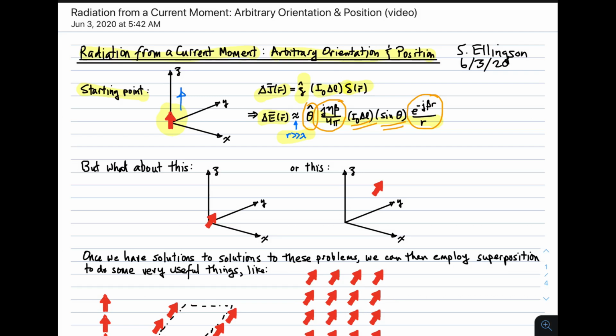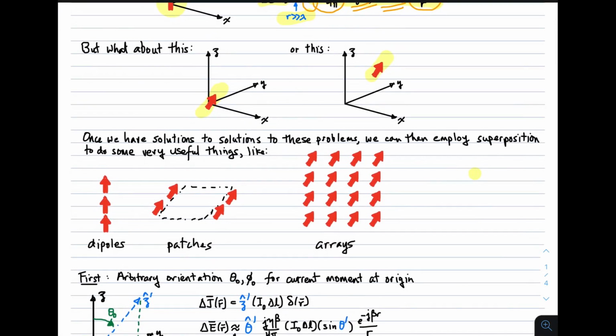The question we'd like to address in this lecture is, what happens if we change the orientation of that current moment? Or what happens if we change the position of that current moment? We'd really like to know the solutions to those things, because then we can employ superposition. For example, we can arrange current moments along a line and adjust the current moment magnitude and phase along that line to model a dipole, a physical dipole, such as a half-wave dipole.